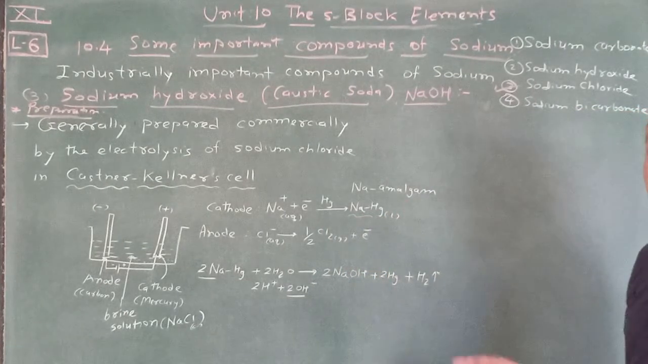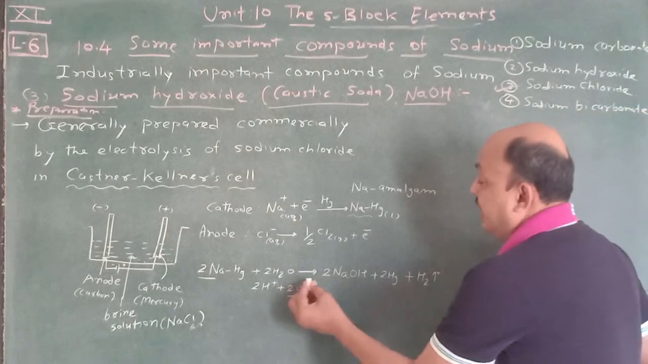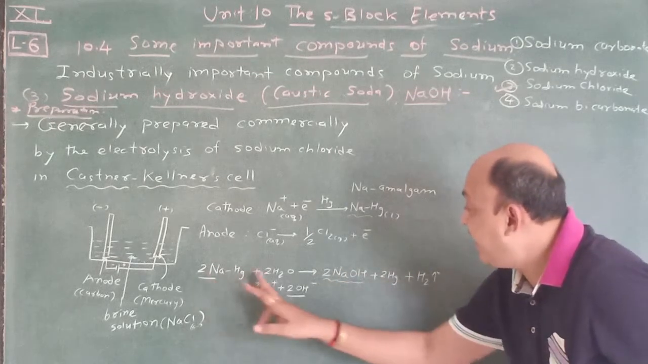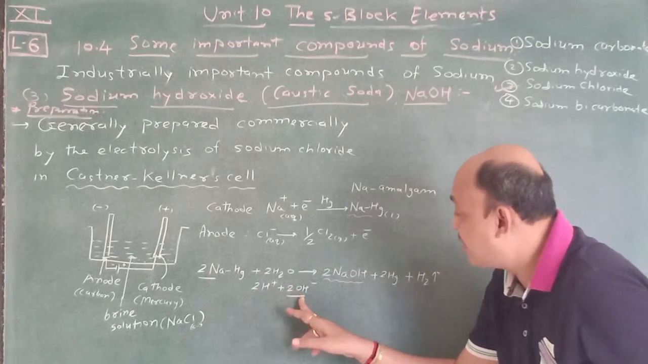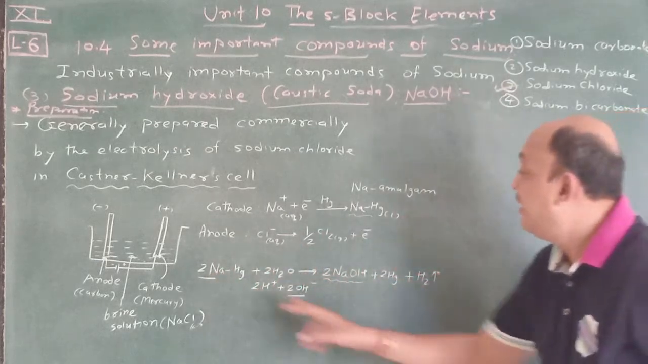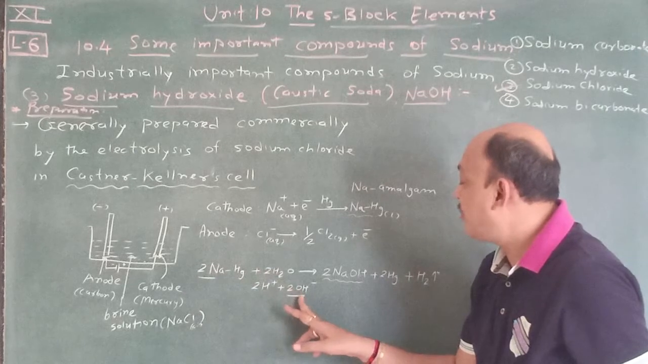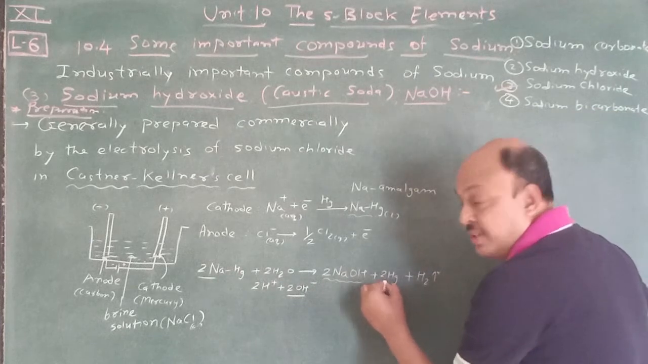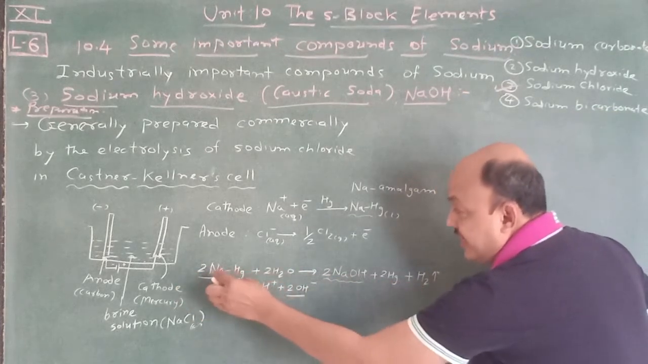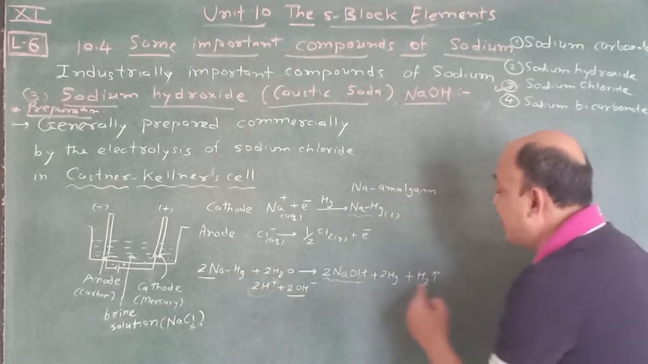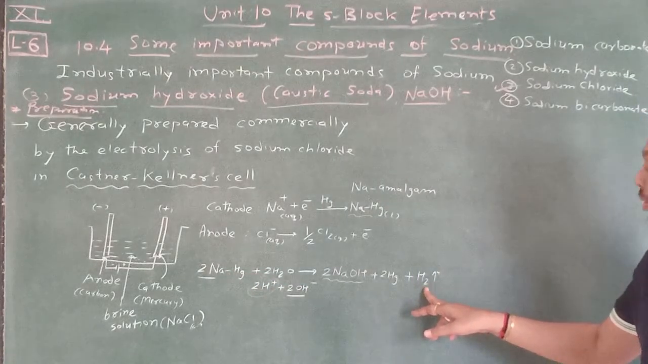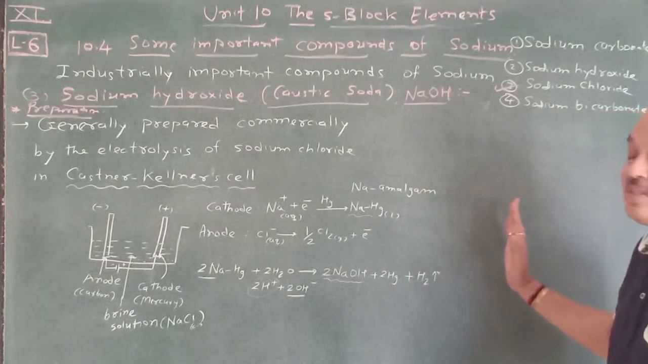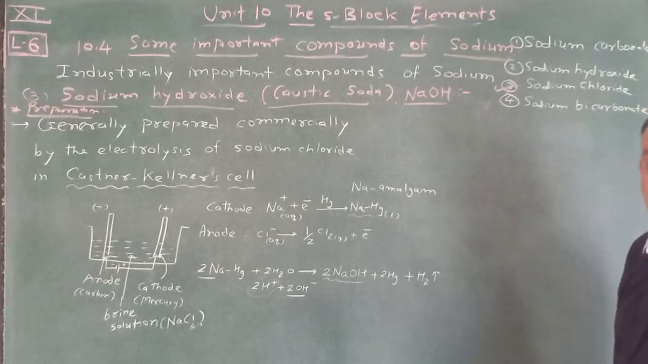This sodium amalgam, when treated with 2 moles of water, is converted into 2NaOH: 2Na plus, 2H plus and 2OH minus. Na converts to Na plus, so 2Na plus and 2OH minus give 2NaOH plus 2Hg, and the 2H plus is converted to H2 gas. This is very important. This is the preparation of sodium hydroxide.